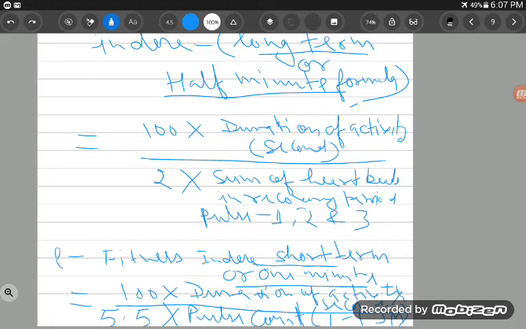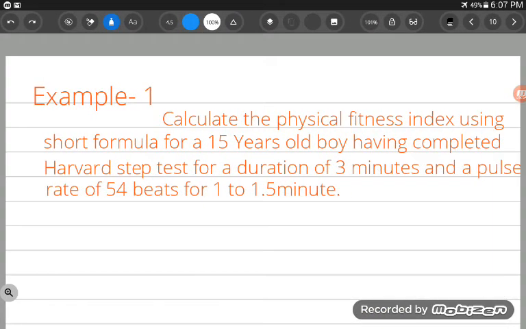So I have given here two examples. See here, the first example: calculate the physical fitness index using the short formula. What is the short formula, children?